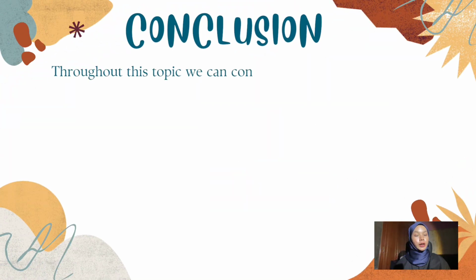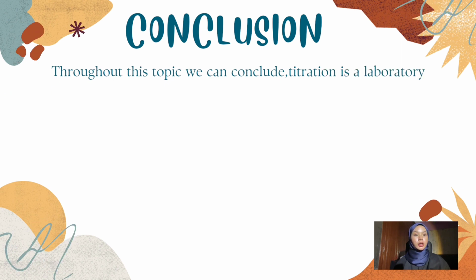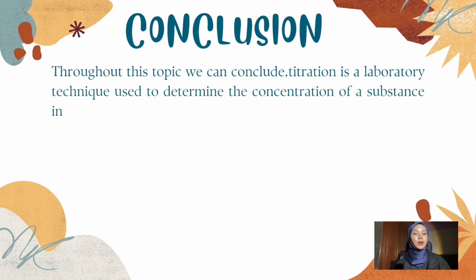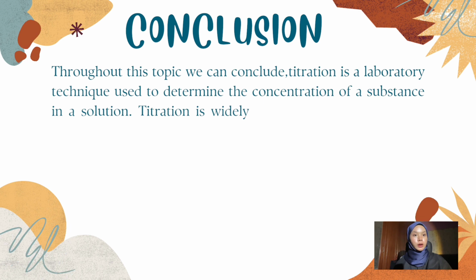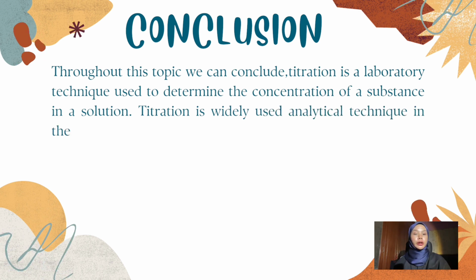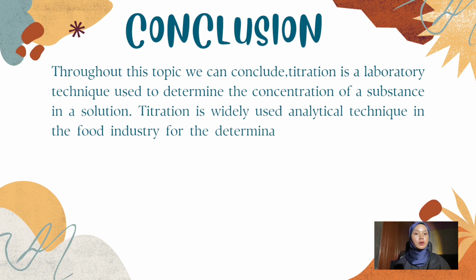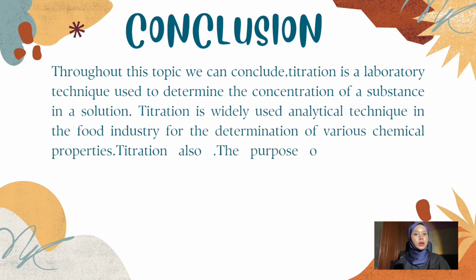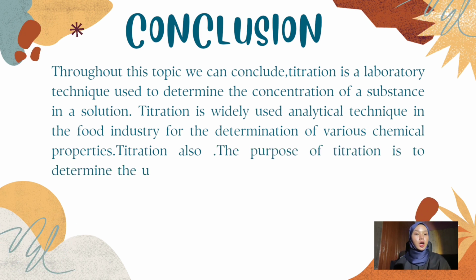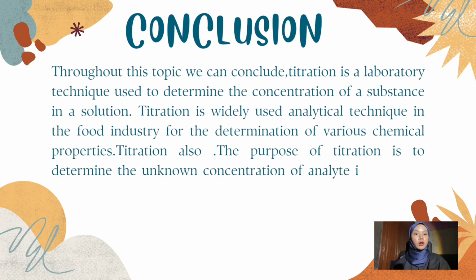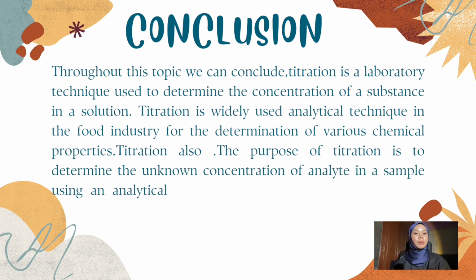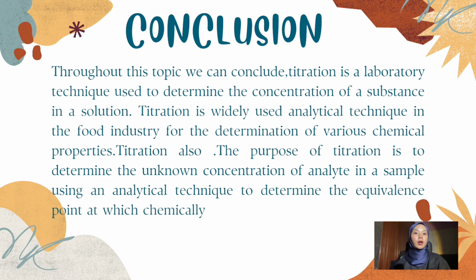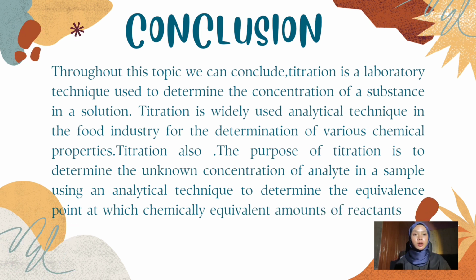Throughout this topic, we have already explained the differences between back titration and direct titration, the methodology, the introduction and three basic components. We also can conclude that titration is a laboratory technique that is used to determine the concentration of a substance in a solution. Titration is also widely used as an analytical technique in the food industry to determine various chemicals. Then the main purpose of titration is to determine the unknown concentration of an analyte using an analytical technique. That's all. Thank you.